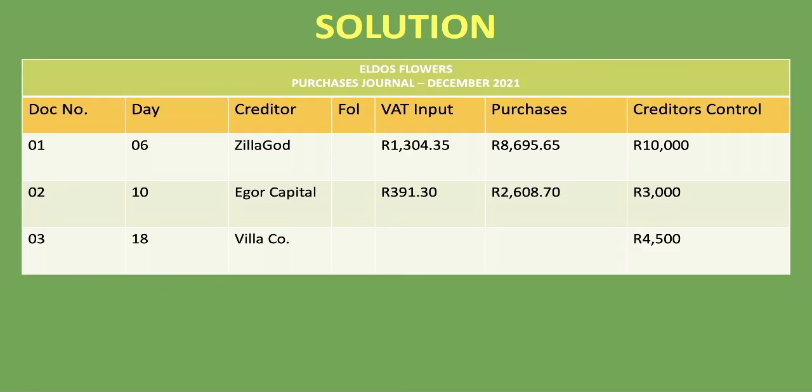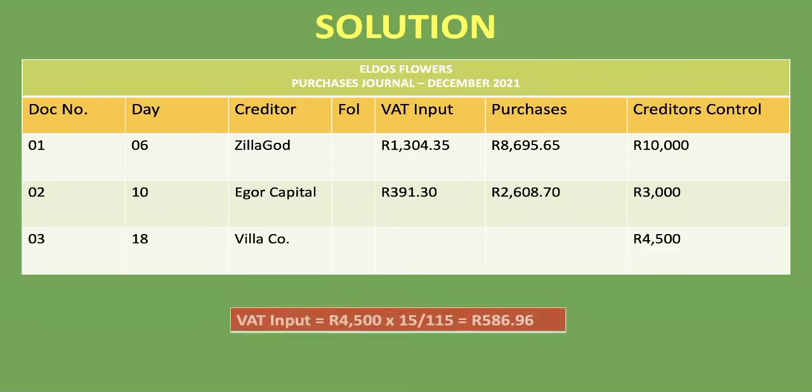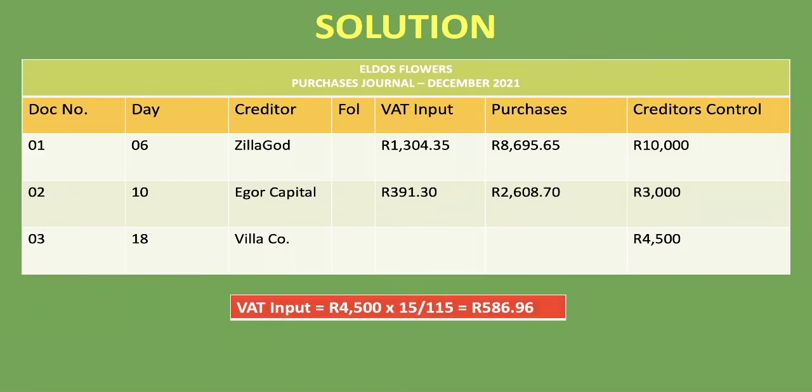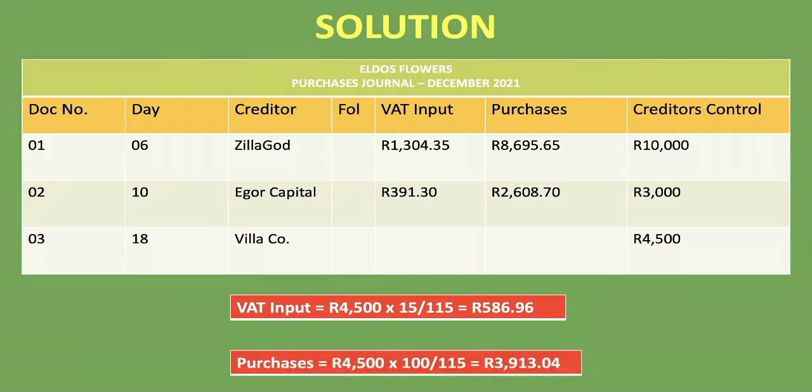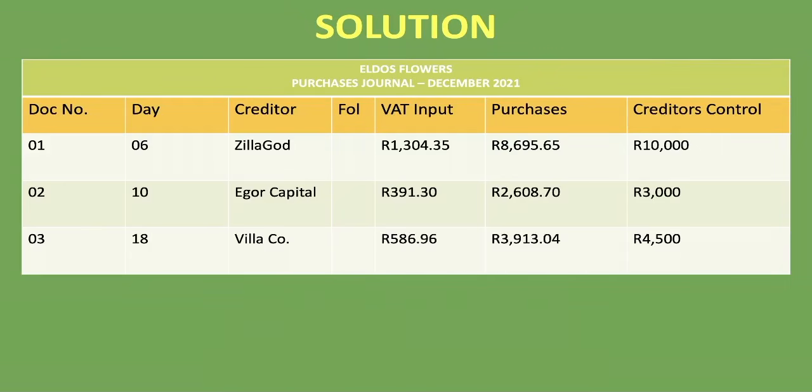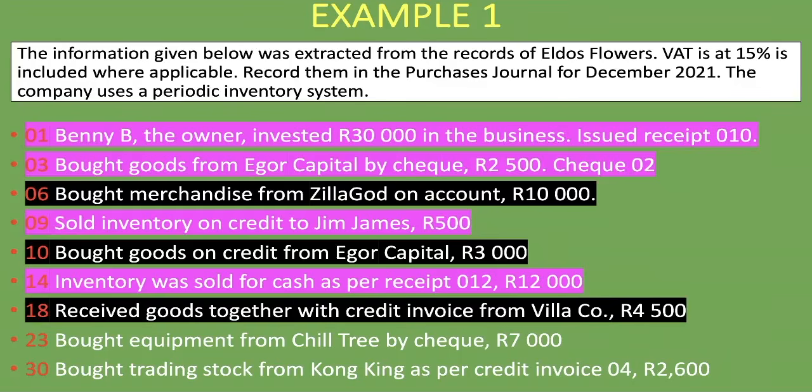Now let's calculate our VAT input and our purchases. Well, here's our VAT. It's 4,500 times 15 divided by 115. It gives us 586 rand 96 cents. I hope it's getting easy as we go along. And then the purchases amount, it's the 4,500 rand times 100 divided by 115. It gives us 3,913 rand and 4 cents. So let's put them in our columns. Here we go, and then we go back and highlight it in black because it goes into the purchases journal.